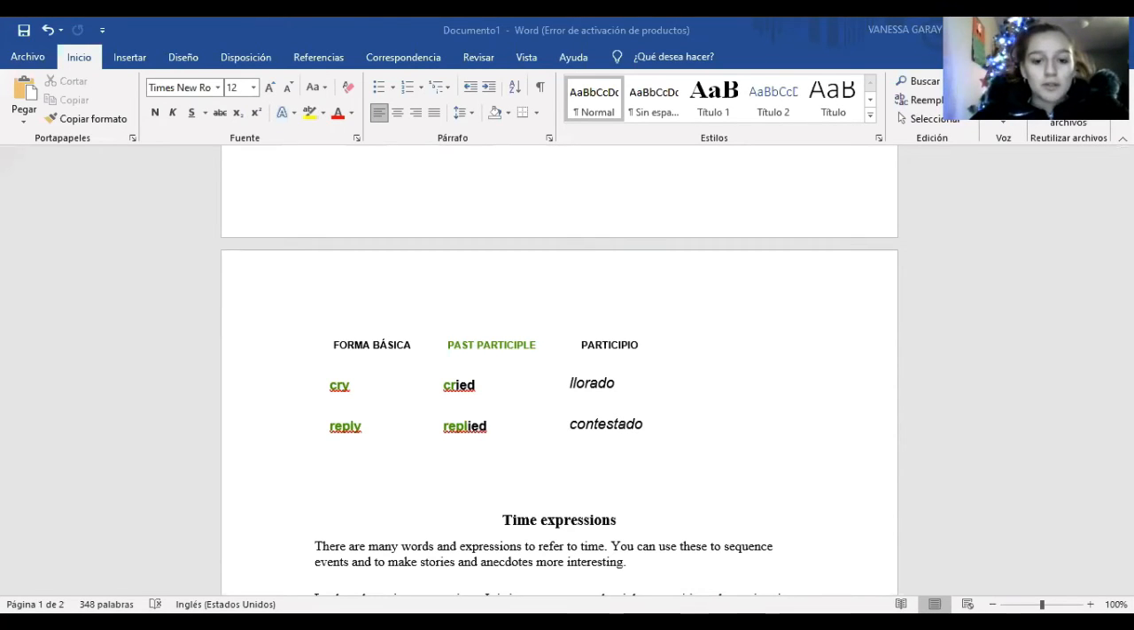And time expressions. There are many words and expressions to refer to time. You can use them to sequence events and to make stories and anecdotes more interesting. Look at these time expressions. It is important to use the right preposition when using time expressions. At is for the exact time. For example, I usually wake up at 6:30. In is for a period of time. For example, she started working in the morning and left late in the evening.